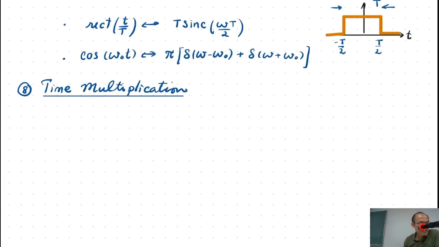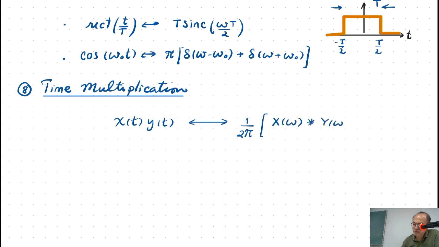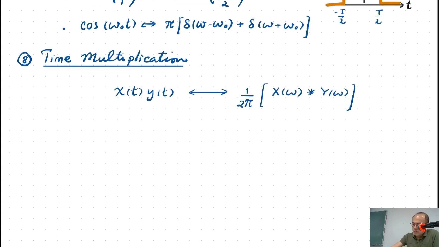The time multiplication property goes like this. If we multiply two time signals together, the product of two time signals, and we take the Fourier transform of it, the result would be 1 over 2 pi, which is a constant, multiplied by the convolution integral between X(omega) and Y(omega). So this is the time multiplication.